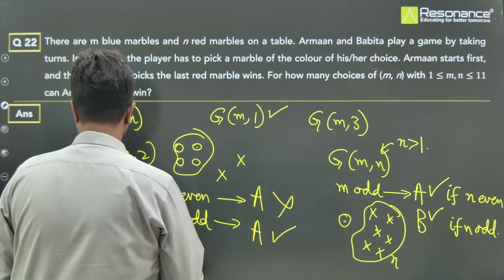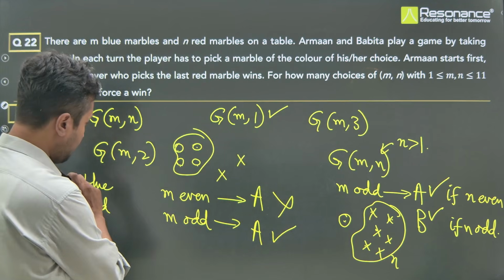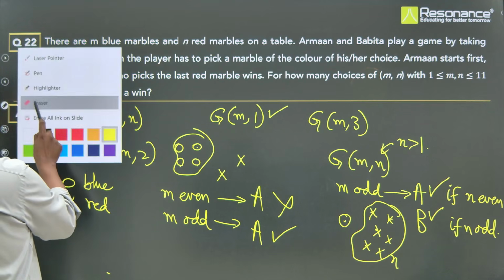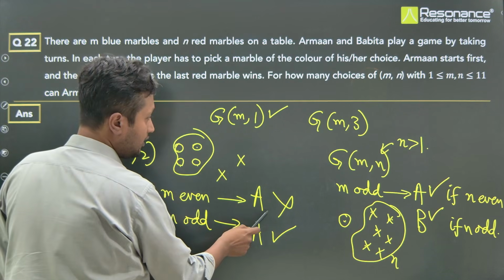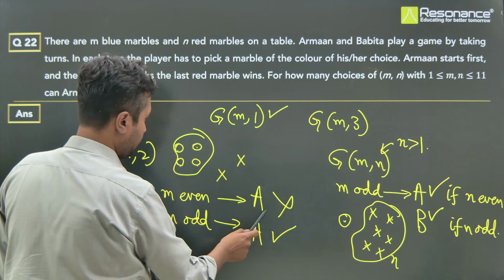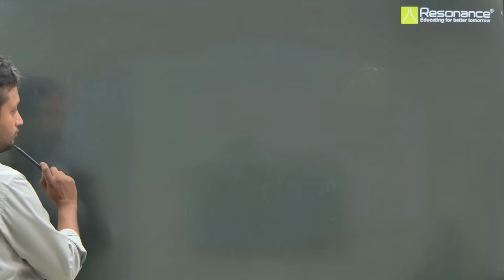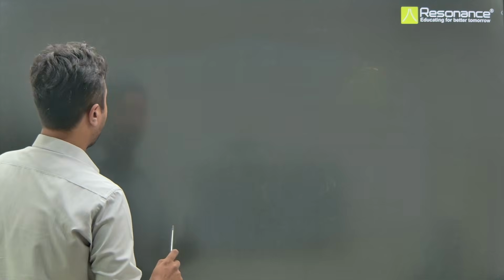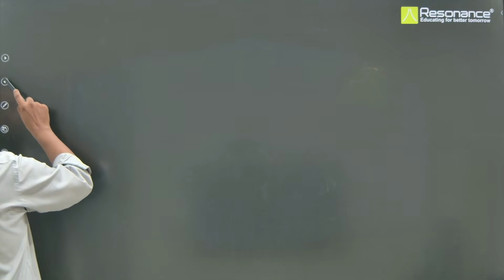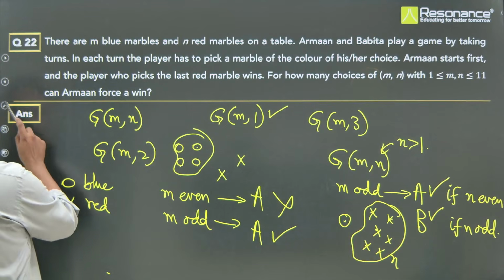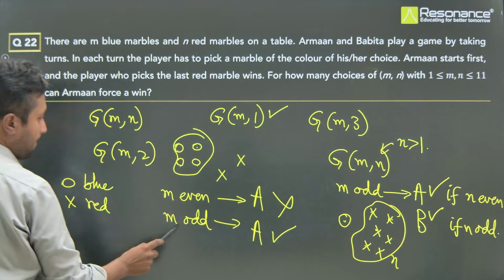Okay, so let's write down our conclusion. I guess I can remove this part. M even, then... I didn't expect that. Okay, not too bad.